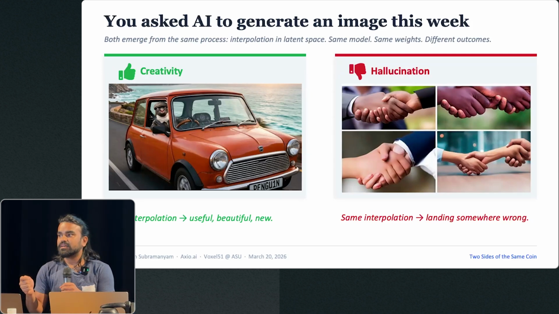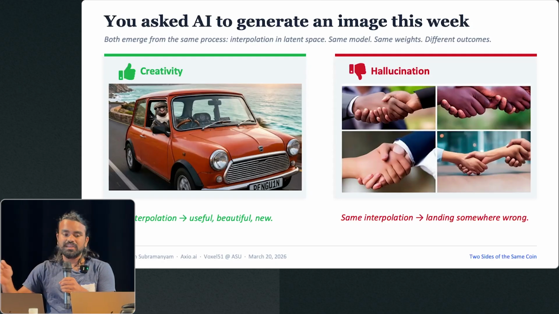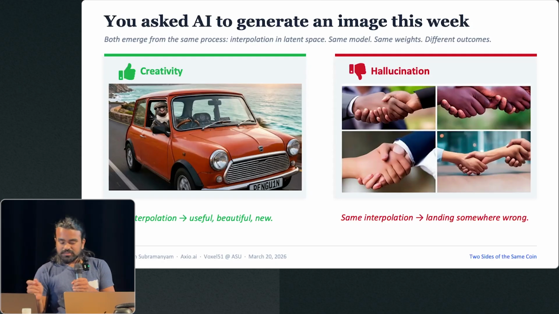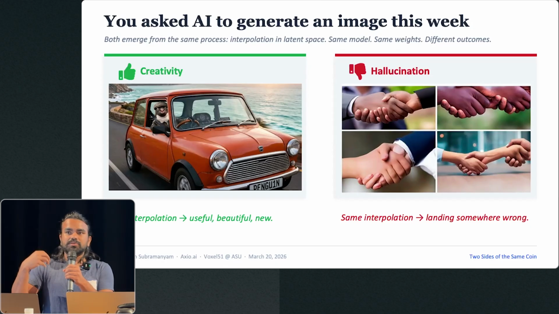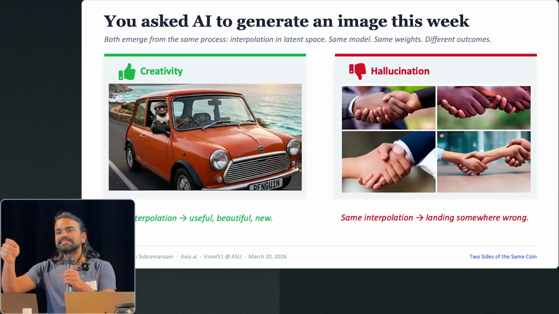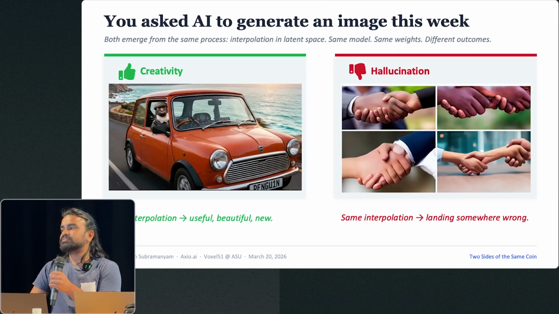What happens inside? It's the same interpolation in the latent space. It's the same model, same weights, but the outcomes are different. So something internal is changing between these things, and the way we perceive it defines the difference. As I said, when it works, models are creative. When it doesn't, they start hallucinating.